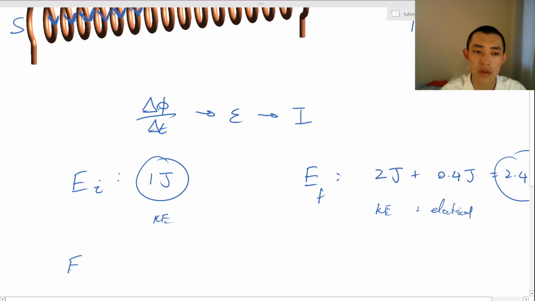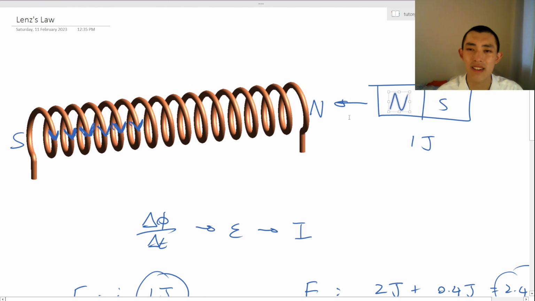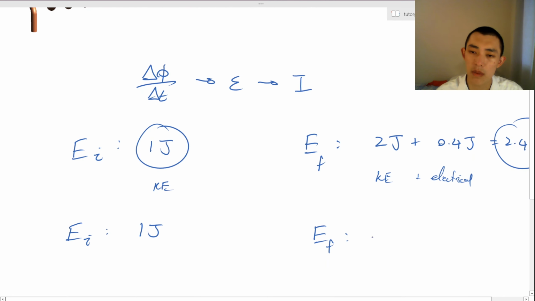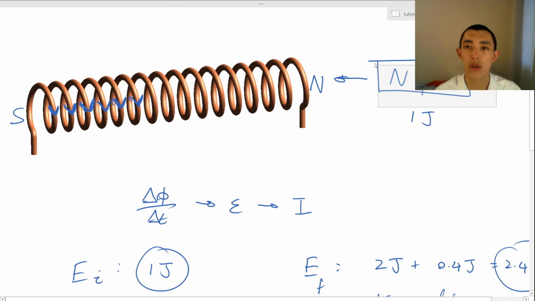So my energy initial, I still give my magnet 1 joule of energy. Energy final. Well, what's going to happen to the kinetic energy? Well, it's going to get slowed down, right? Because it doesn't like this North Pole. It's going to get slowed down. It's going to get retarded. And so let's say now there's only 0.6 joules of kinetic energy, so my magnet will slow down.